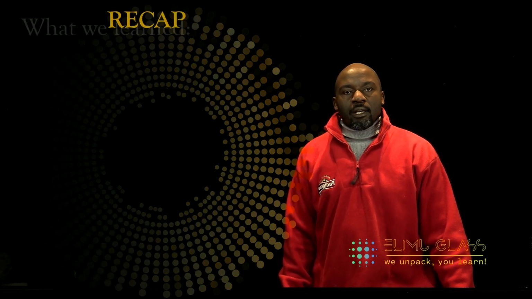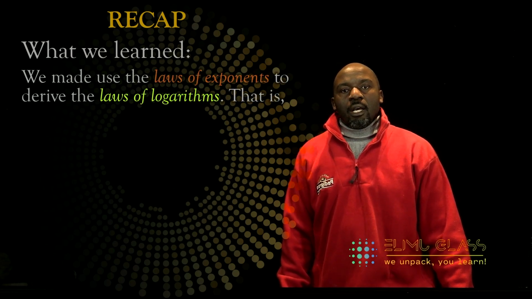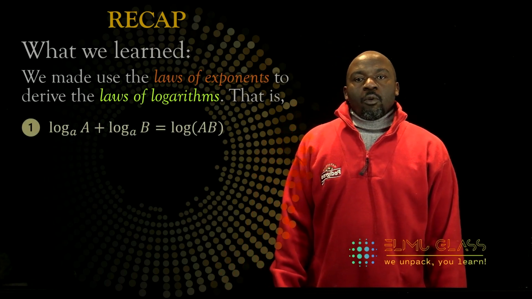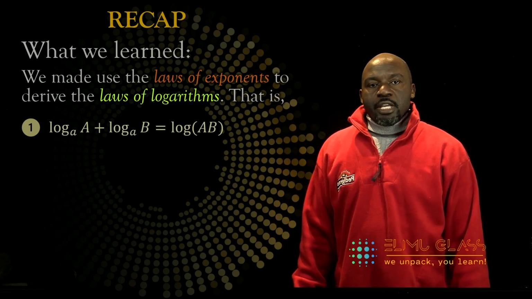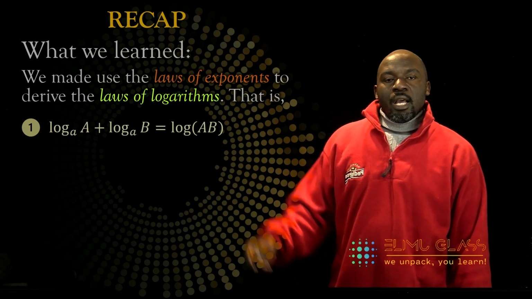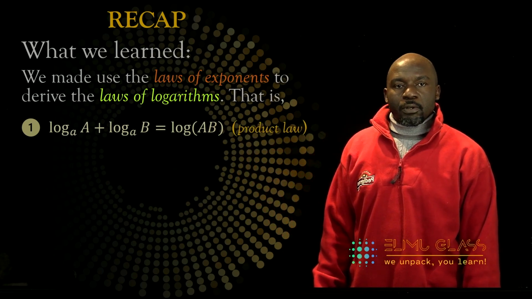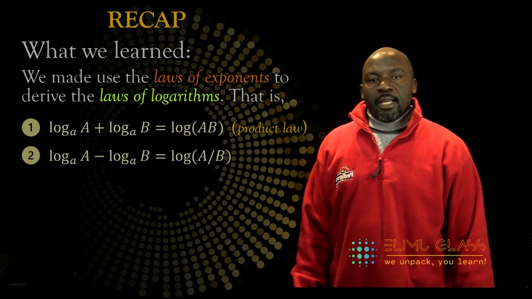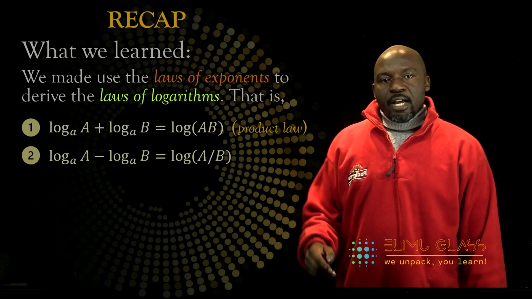We can see that the first thing we did, we made use of the laws of exponents to derive the laws of logarithms. That's really what we've done here. One, we found that the first law there, log of a plus log of b, provided the base is the same, is the log of the product of a and b, and because of that end product there, the reason why we refer to this as the product law. Okay, similarly, we found the second law there, which was that log of a minus log of b is the same as log of a divided by b.